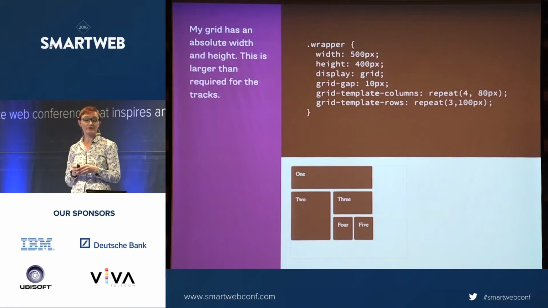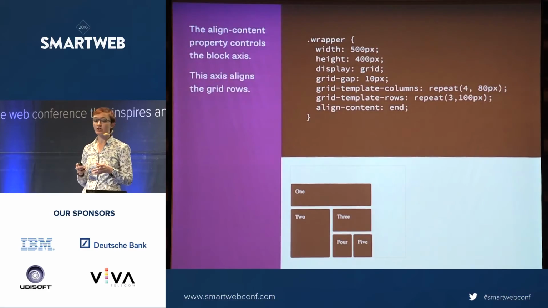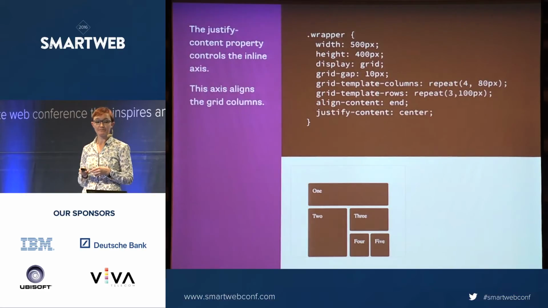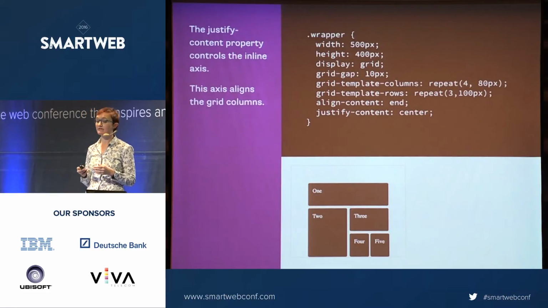And then we can align the grid tracks inside the container, again, assuming that the total width or height of the tracks is smaller than that of the container. So I've got a grid defined here. And align content controls the block axis, so it aligns the grid rows. So if align content is end, the tracks will line up at the end of the grid. And justify content controls the inline axis, so that aligns the grid columns. So justify content center will center all of the tracks, and all of these demos are online, so you can have a play around with them later. I'll give you a link.